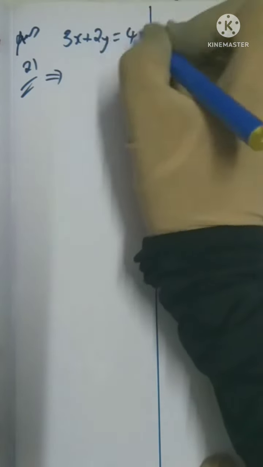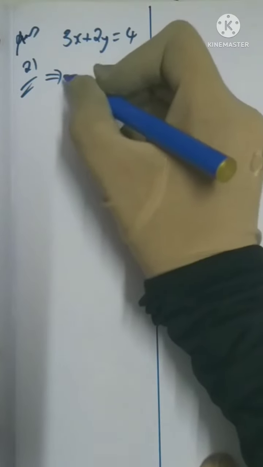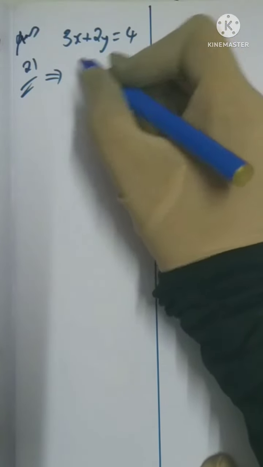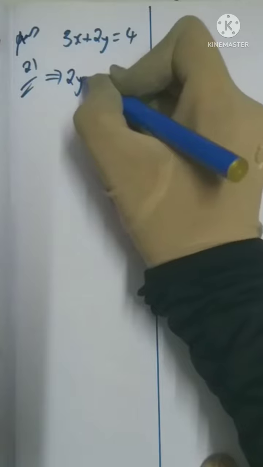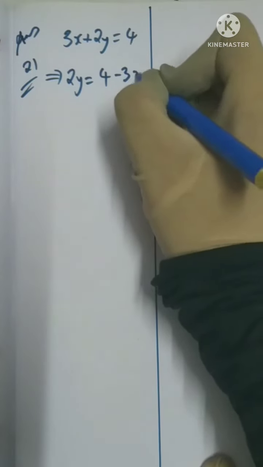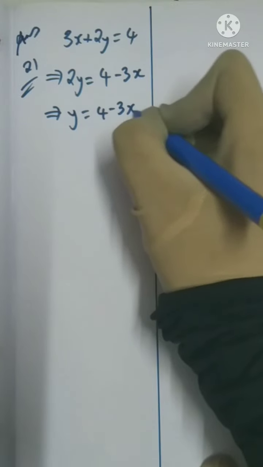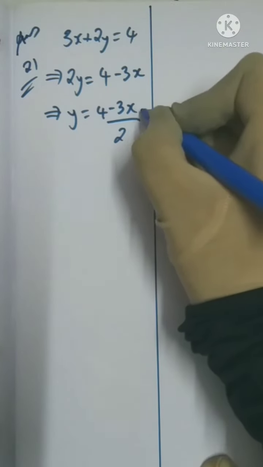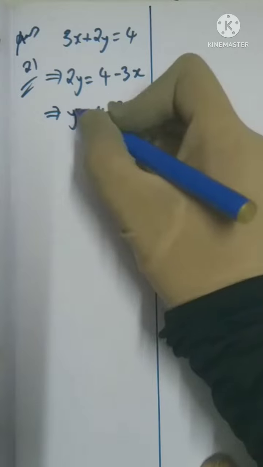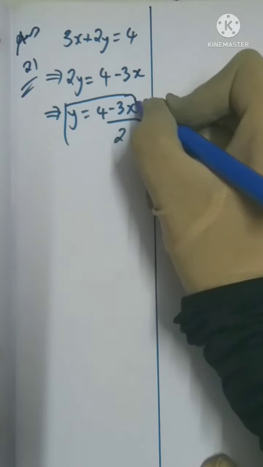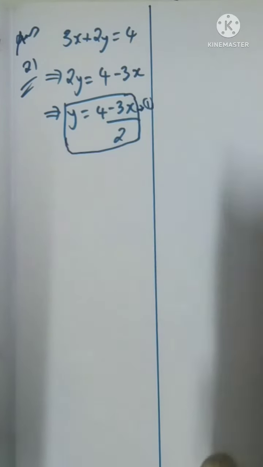Now whenever such types of equations are given, you can keep y on the LHS and send the x to the RHS side. So what do we have? 2y is equal to 4 plus 3x, if it goes that side, minus 3x. We have y is equal to 4 minus 3x by 2. Now let this be equation 1. What is the equation 1 we got? y is equal to 4 minus 3x by 2.